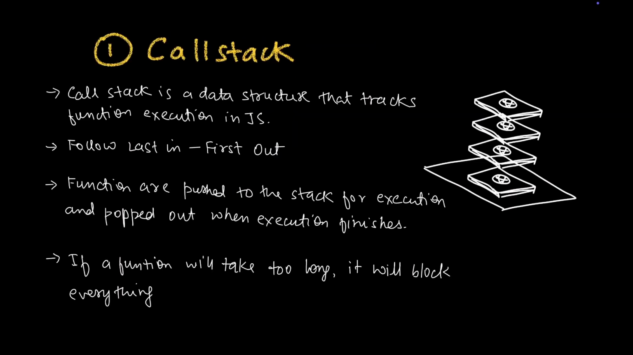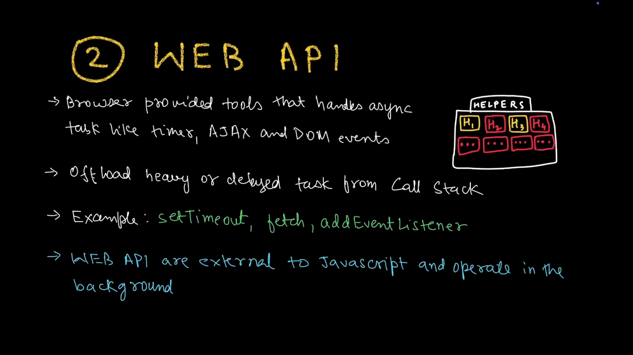Okay, so first we have our call stack. The call stack is a data structure that tracks function execution in JavaScript. It follows the last in, first out order. As we can see with the stack of plates, for example, the one at the top will be taken out first. Functions are pushed to the stack for execution and popped out when execution finishes. Yeah, that's very obvious. If a function takes too long, it will block everything. So if someone executes something and it's taking very long, the call stack will be blocked and no further task will be popped out.